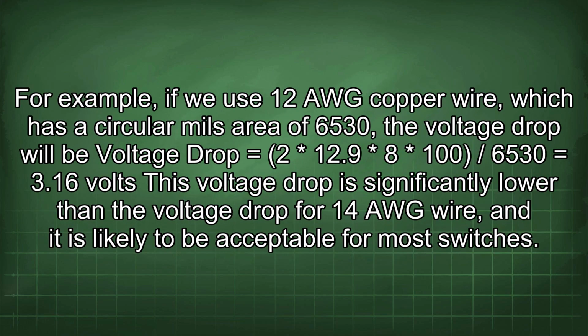For example, if we use 12 AWG copper wire, which has a circular mils area of 6530, the voltage drop will be voltage drop equals 2 × 12.9 × 8 × 100 / 6530 equals 3.16 volts. This voltage drop is significantly lower than the voltage drop for 14 AWG wire, and it is likely to be acceptable for most switches.